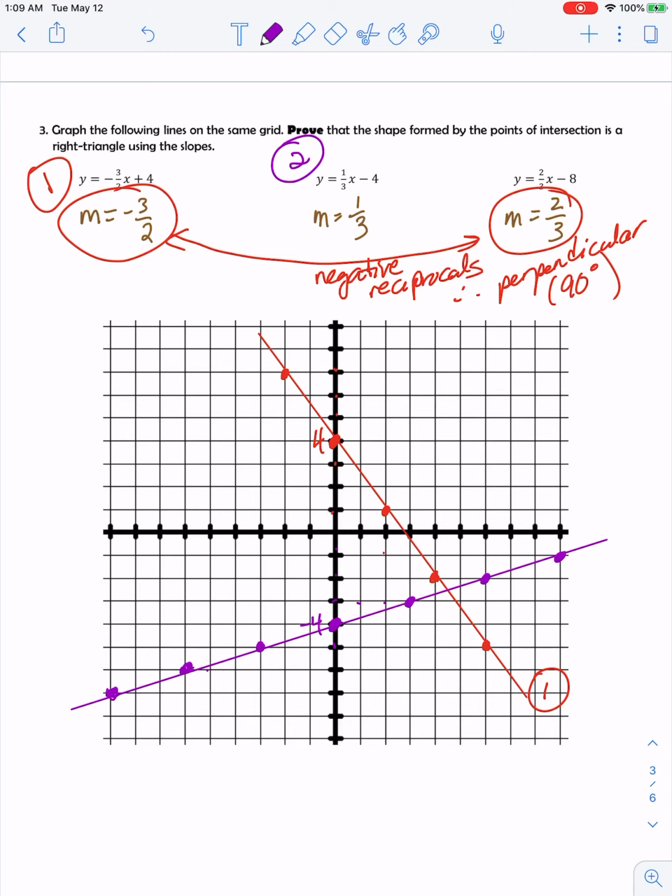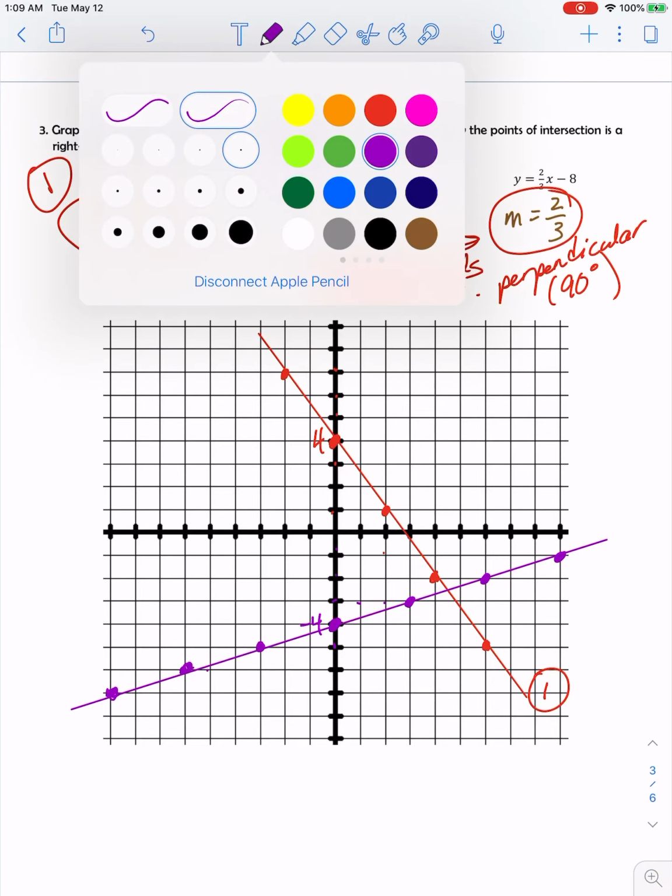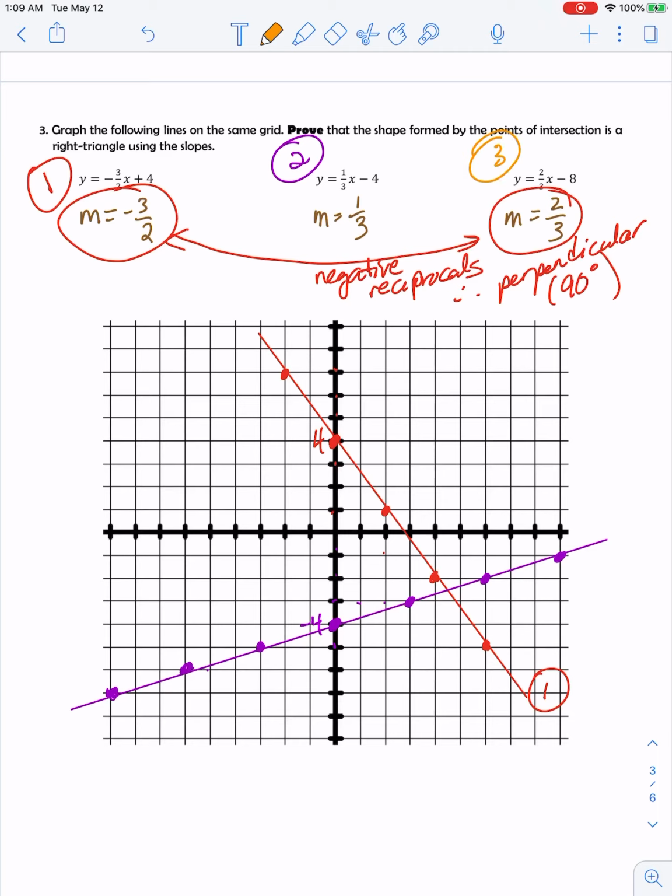And now number 3, I'll do in orange. Okay, the y-intercept is -8. 5, 6, 7. There's -8 right there. We are going to rise 2 and run 3. Rise 2, run 3. Be somewhere over here. Okay, so this is going to do this.